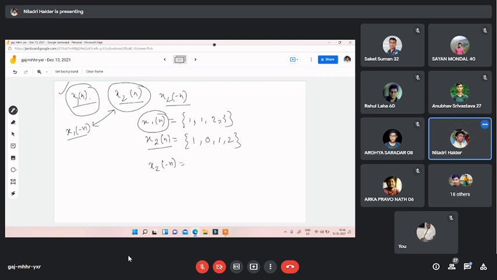Suppose this is your 0th position, and this is the second position, so this will be the -2 position. At the -2 position the value is 2, at -1 the value is 1, at the 0th position the value is 0, and at the first position the value is 1. That will be x2[-n]. Calculate the linear convolution between these two. You will get your cross correlated value.